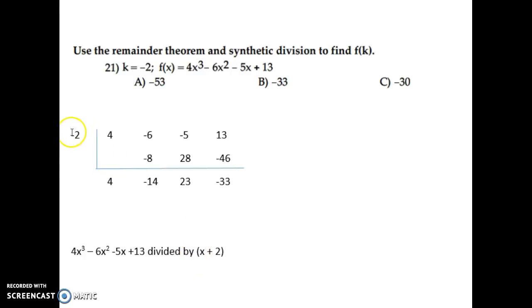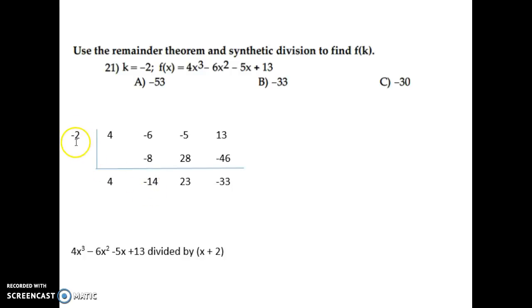So we put the negative 2, and then we write all the coefficients of the polynomial. Just copy them down. The first step is to just bring down that original coefficient, the first coefficient here. And now from here on out, we're going to do the same step over and over. We take the negative 2 times 4. That gives you a negative 8. You write it underneath the next number here, and then you add those numbers up. And they add up to negative 14.